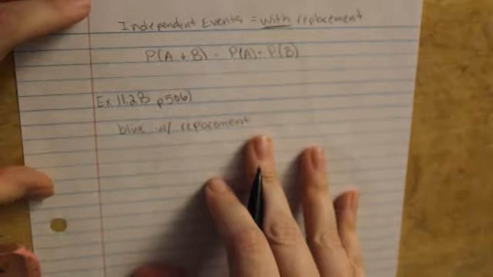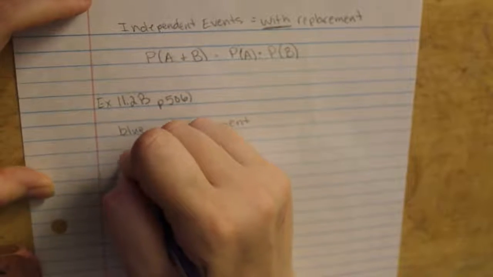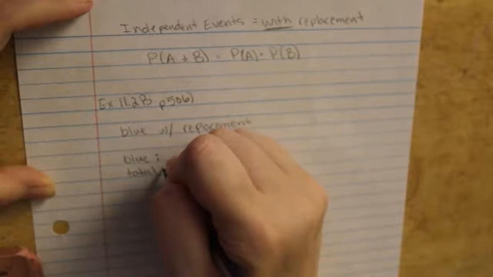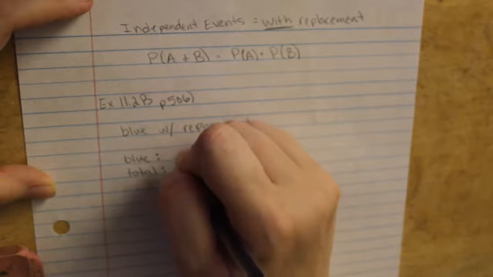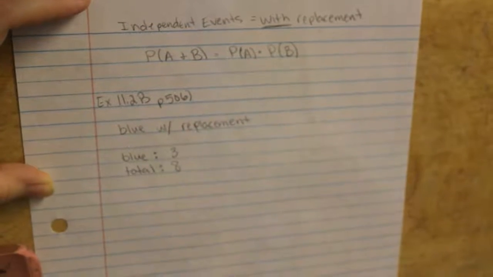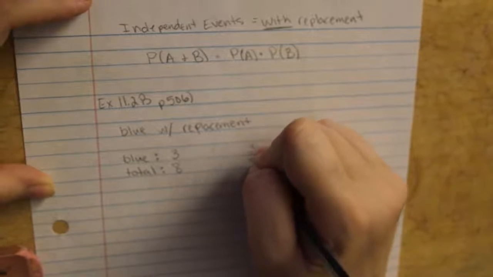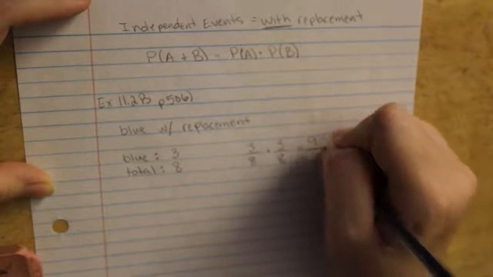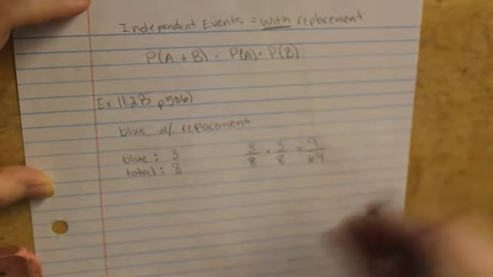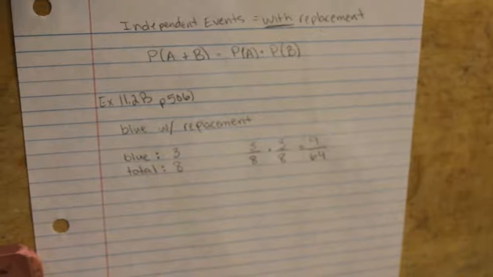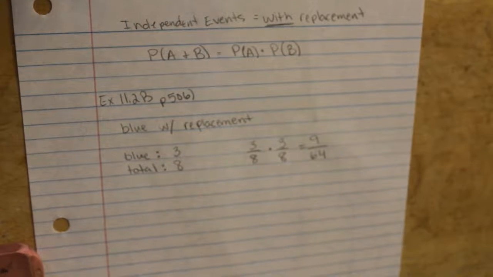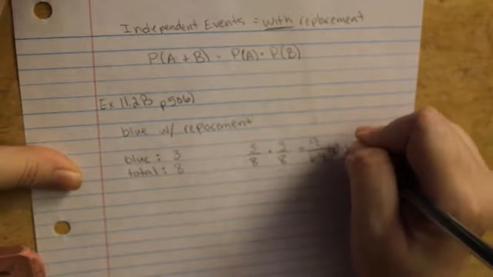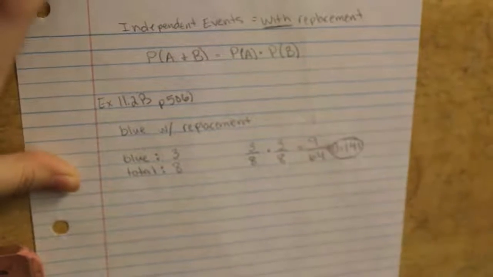The first thing I need to do is know how many blue I have, and how many total I have. My total is 8 marbles, and there are 3 blue in the bag. So my probabilities are going to be 3 out of 8 for the first blue times 3 out of 8 for the second blue, which is going to give us 9 out of 64. If we change that to a decimal, that is going to give us 0.141 as our final answer there.